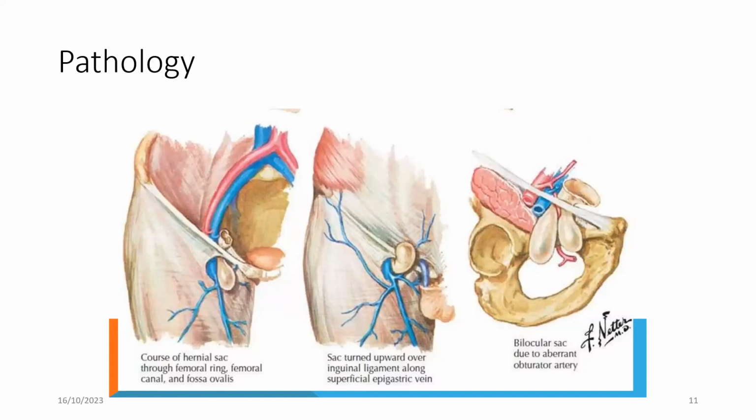So for the pathology, following increased intra-abdominal pressure as well as development of weak spots, the hernia usually passes downwards through the femoral ring into the femoral canal, and then it progresses forwards through the fossa ovalis, or the opening for the saphenous vein, and then in turn turns upwards towards the subcutaneous tissue as a result of the fusion of the superficial and deep fascia. Most of the time, the content of the femoral hernia is omentum and small bowel, but the colon, fallopian tubes, and ovaries have been reported.